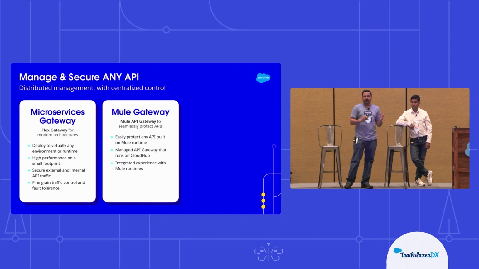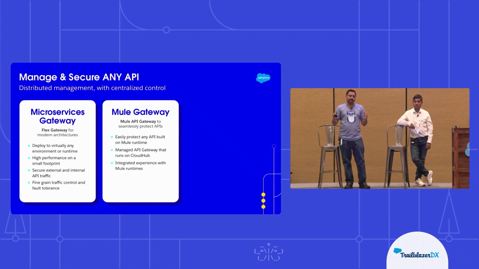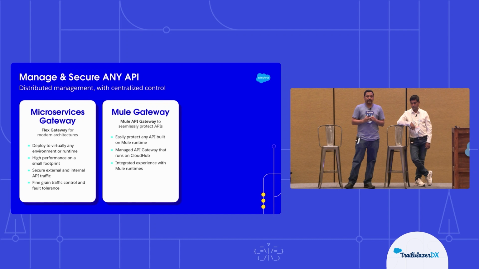From that perspective, we are looking at protecting APIs, both Mule and non-Mule, through the Flex gateway. But we have a purpose-built gateway that you're very well used to. That's the Mule gateway. So that's specifically for Mule APIs. Now, the Mule APIs are available as a managed gateway on CloudHub as well. So that's the difference between these gateways.